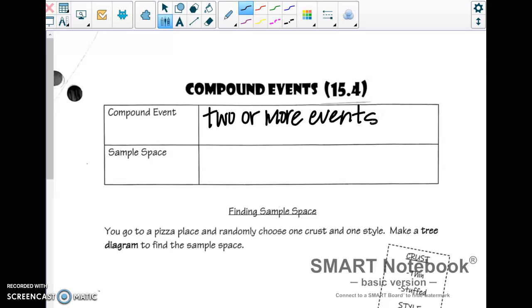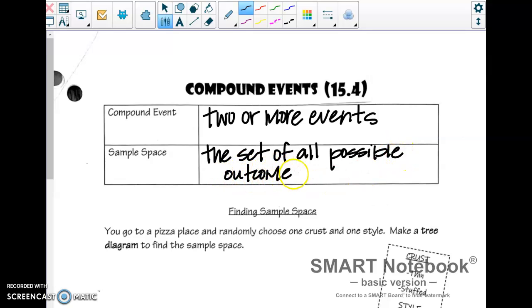And then we're going to look at compound events and we're going to find the sample space. The sample space is just the set of all possible outcomes. So it's basically everything that could happen. So like the sample space when you flip a coin is heads or tails. That's the only things that could happen. But when you're talking about compound events, there's often many things that could happen.